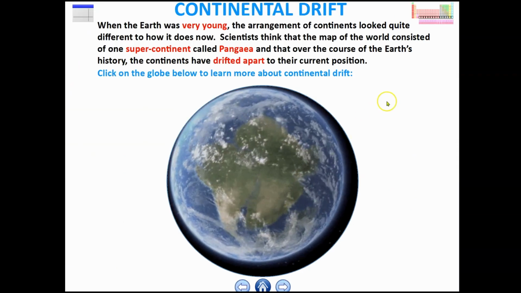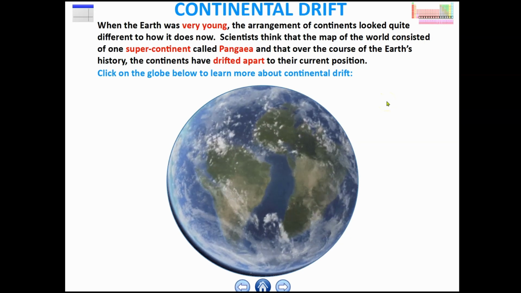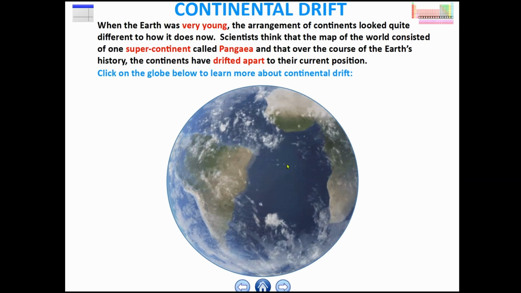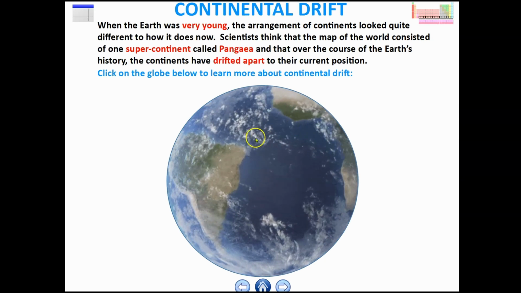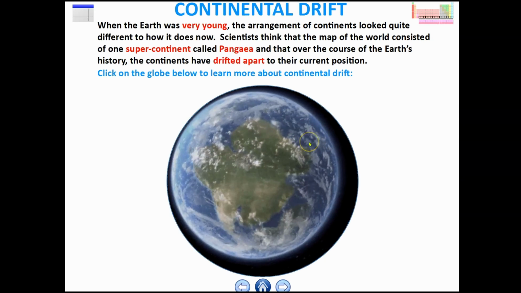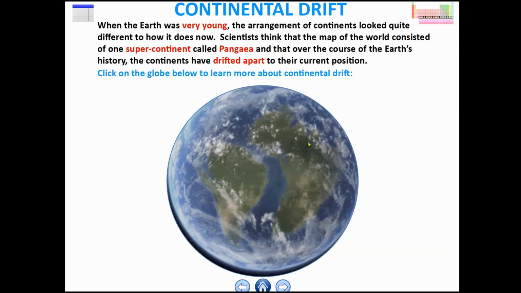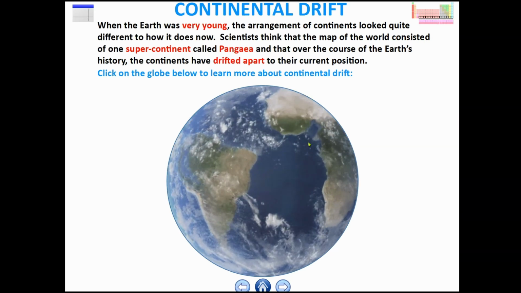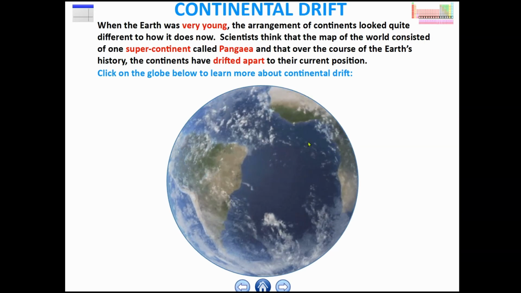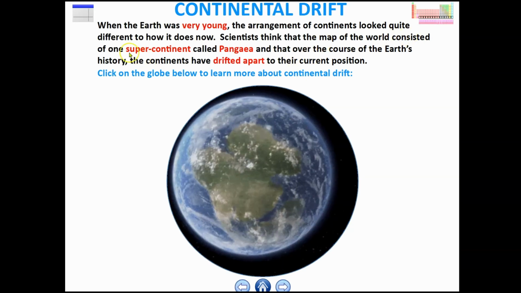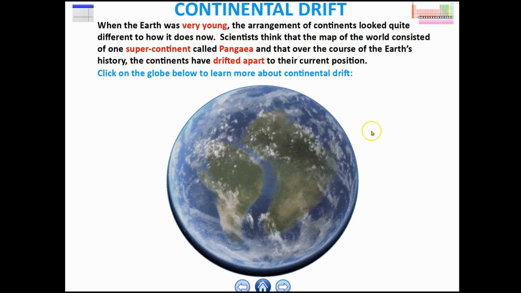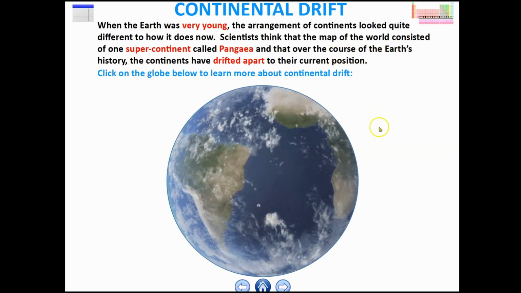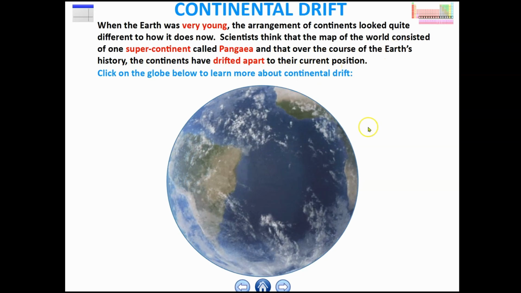So continental drift looks a little bit like this. We can see the continents spreading out, and this is happening over millions of years. Because it happened so slowly, it's one of the reasons why it took scientists so long to take these ideas on board. Scientists think the map of the world consists of one supercontinent called Pangaea, as we mentioned, and over the course of the Earth's history, the continents have drifted apart from their current position.